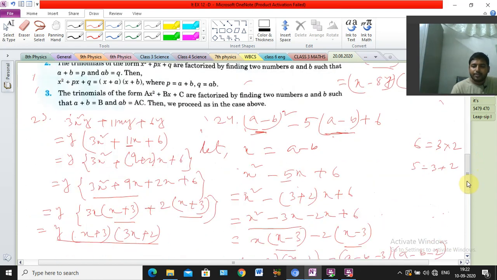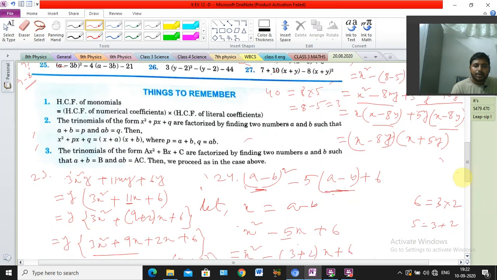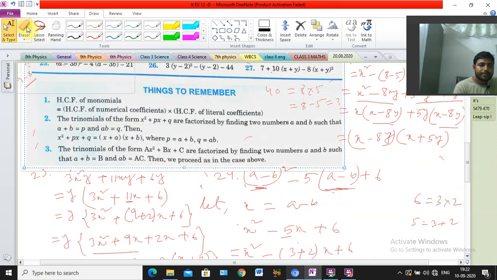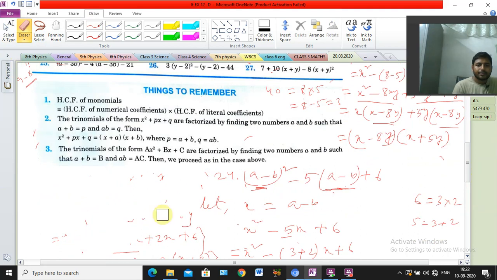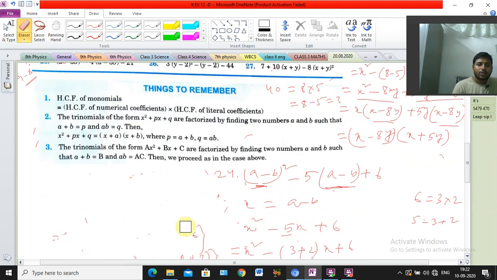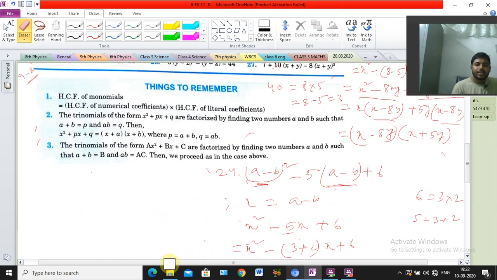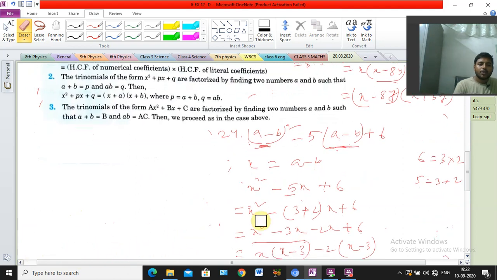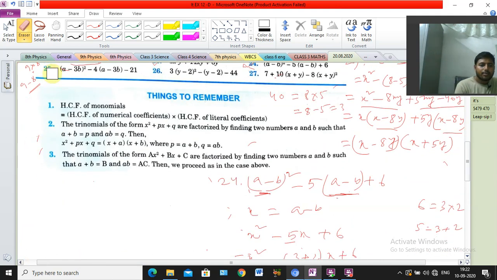See 25. The question is telling (a minus 3b) whole square. I am just erasing a little. You can try also the same process. Here a minus 3b is given in the bracket instead of x, so we can do it like that process, like 24. A minus 3b we can consider as x. We can consider it. Okay, I am writing here.